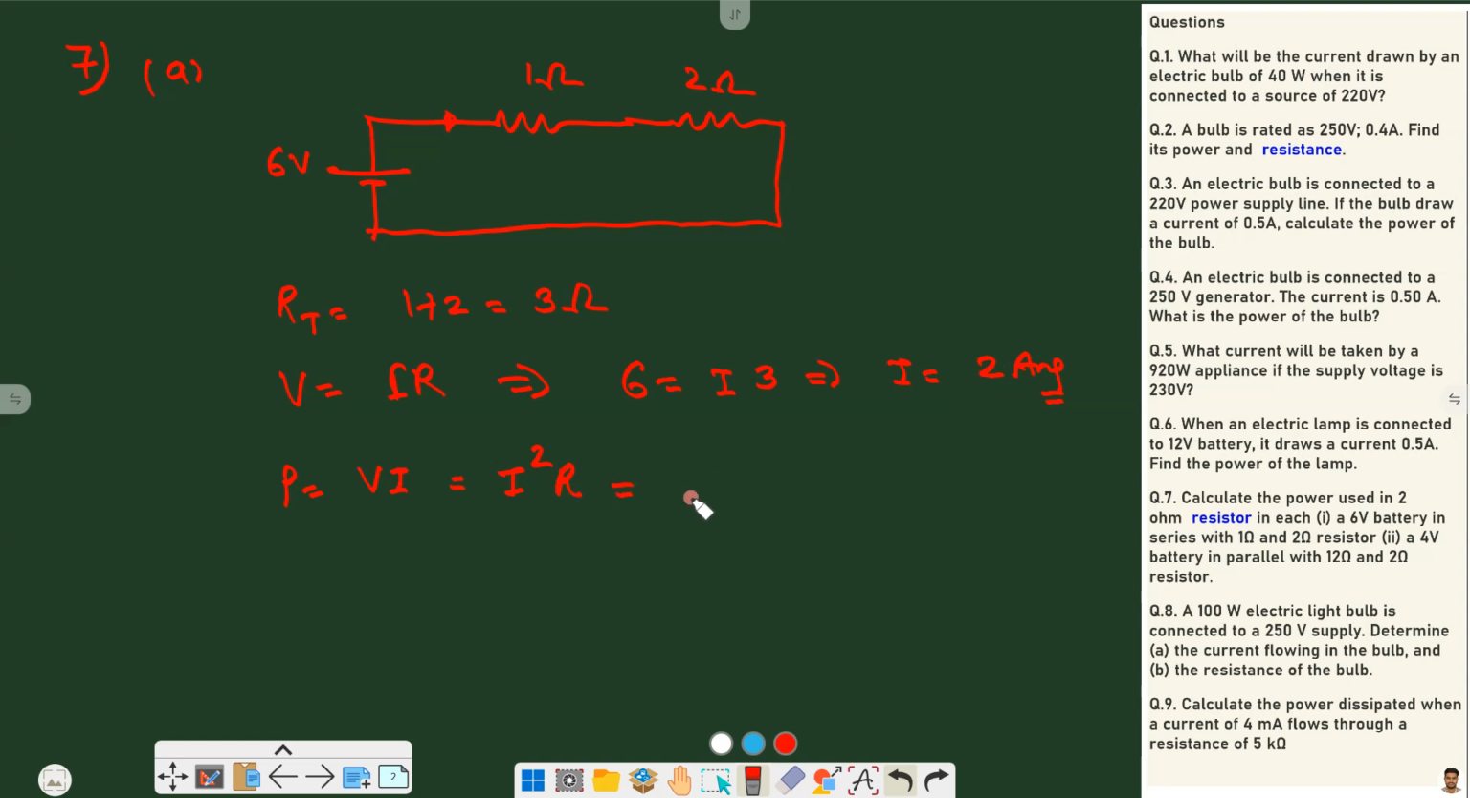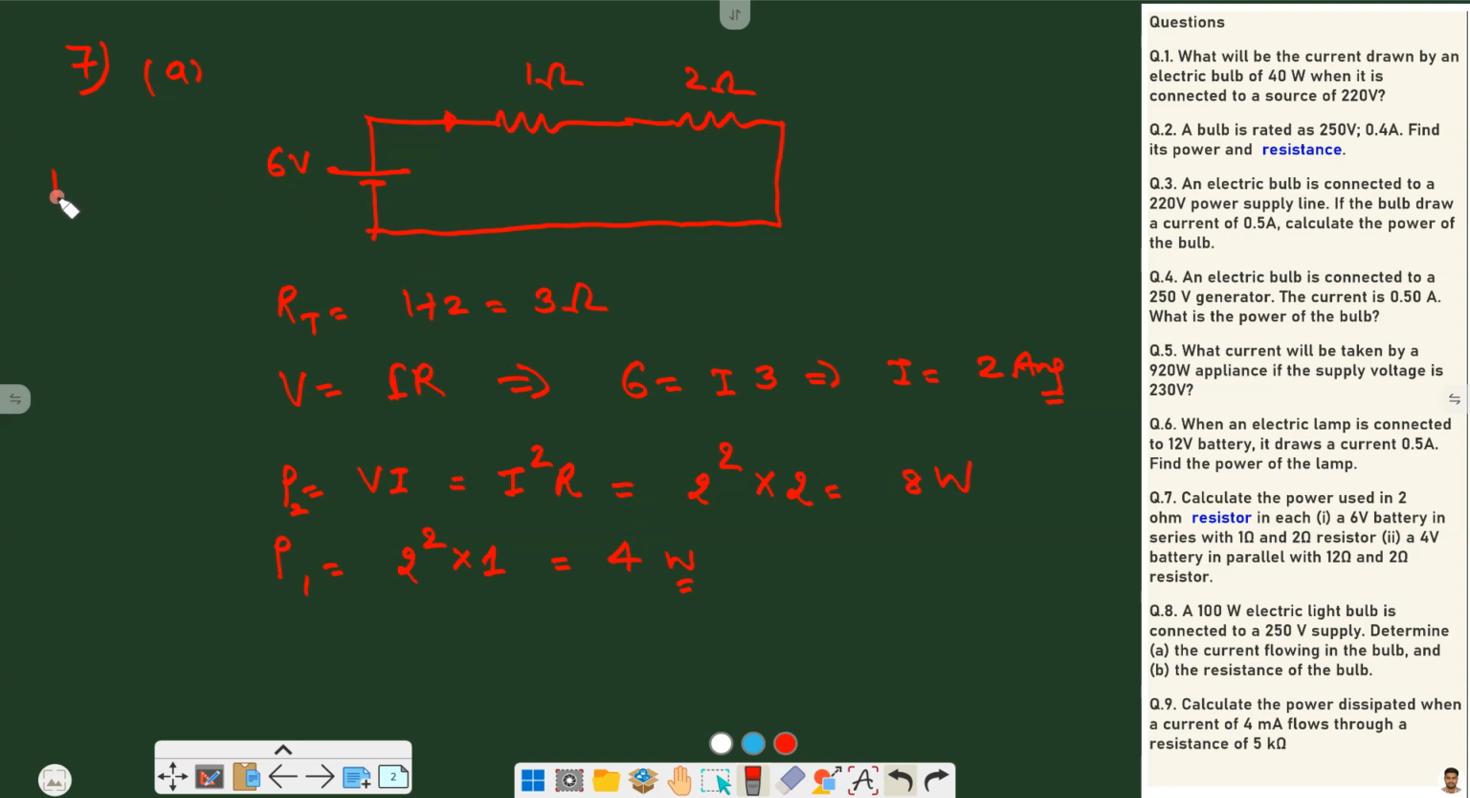We have the value of I as 2, so I squared is 4, and R is 2 ohm, so the power is 8 watt. For the 2 ohm resistance, power is 8 watt. For the 1 ohm resistance, as the current is the same, power will be 2 squared into 1, that is 4 watt. So this battery is delivering a total of 12 watt of power, 8 plus 4, and that you can check.